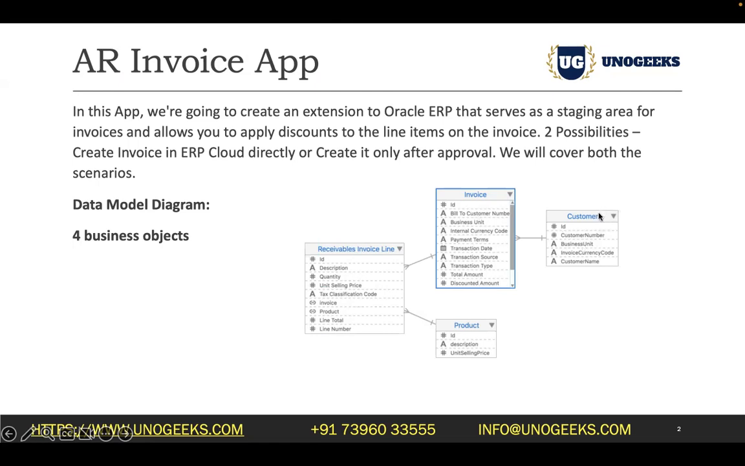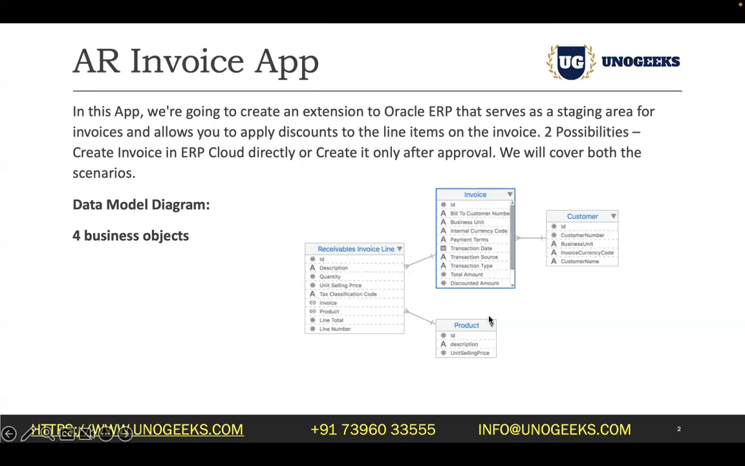On the customer business object, you have the customer details. And you have the lines business object here, where you have the description, quantity, unit price, and so on. Every line belongs to an invoice, so we're going to store invoice as a reference field in the lines business object.